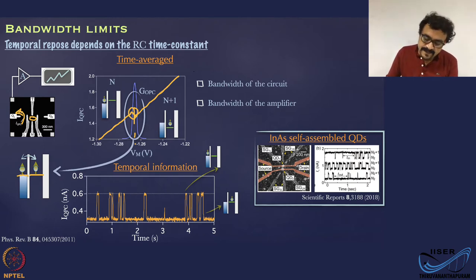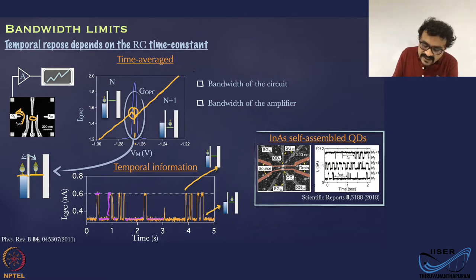And the duration of the low current or high current state is telling you the occupation probability of the dot, how long the electron stayed outside, and what the tunnel rate is, how many tunneling events are happening per second or per unit time. So in this specific case, you can see that the electron has stayed this duration outside, then it came and stayed this long inside, then again jumped outside, inside, and so on.